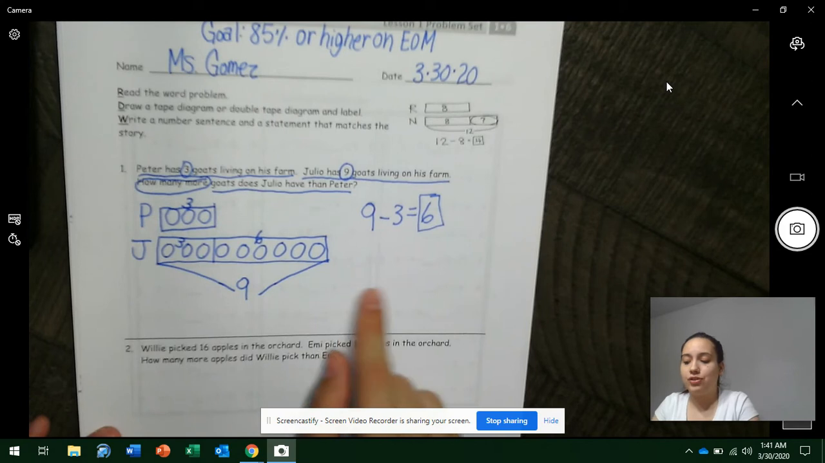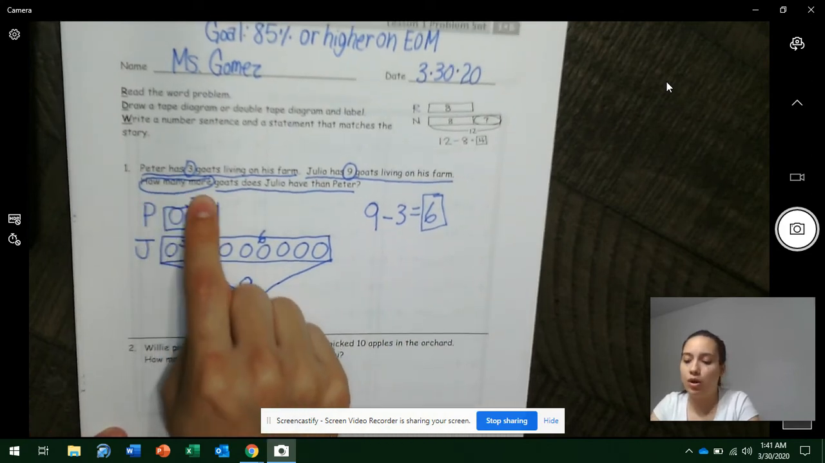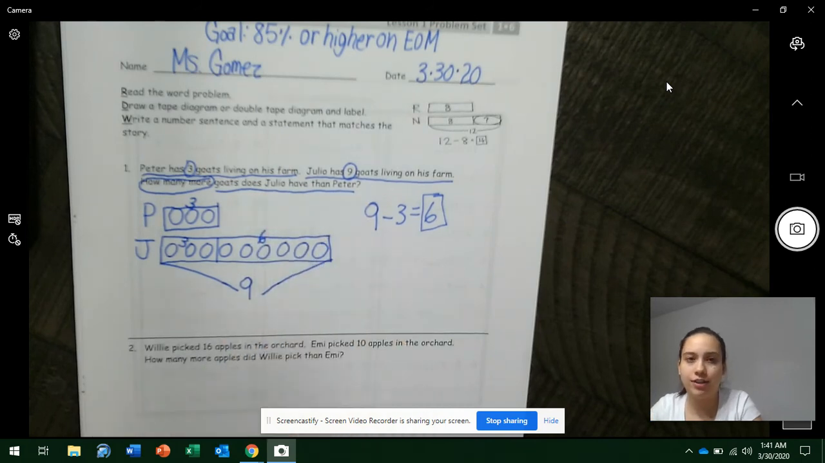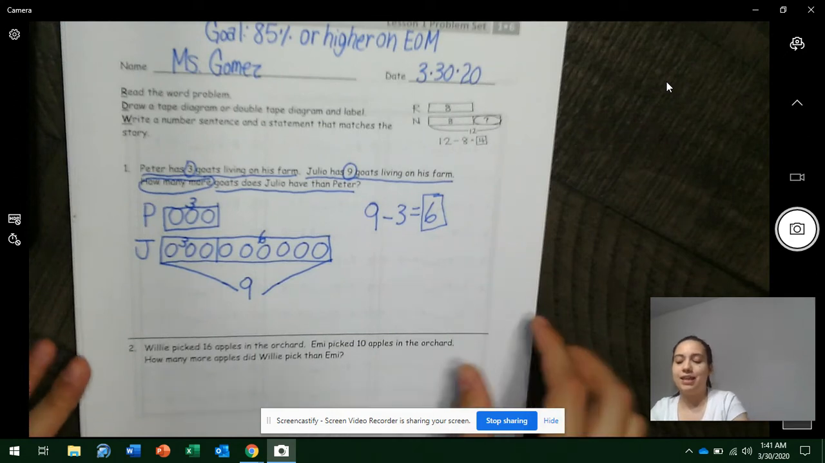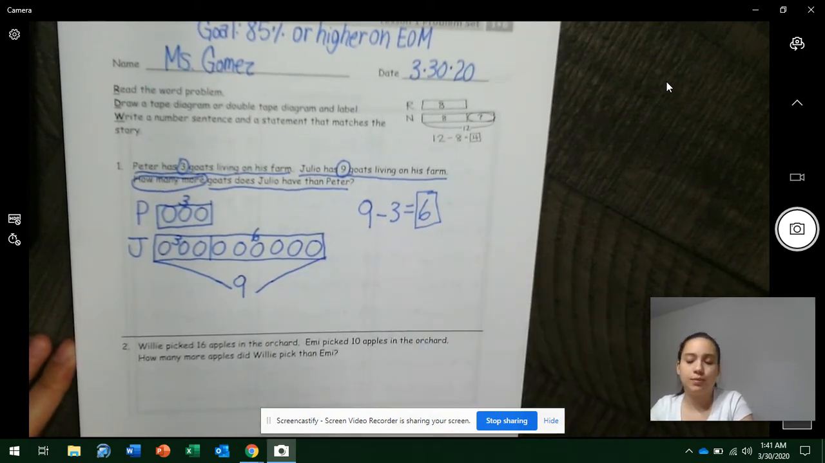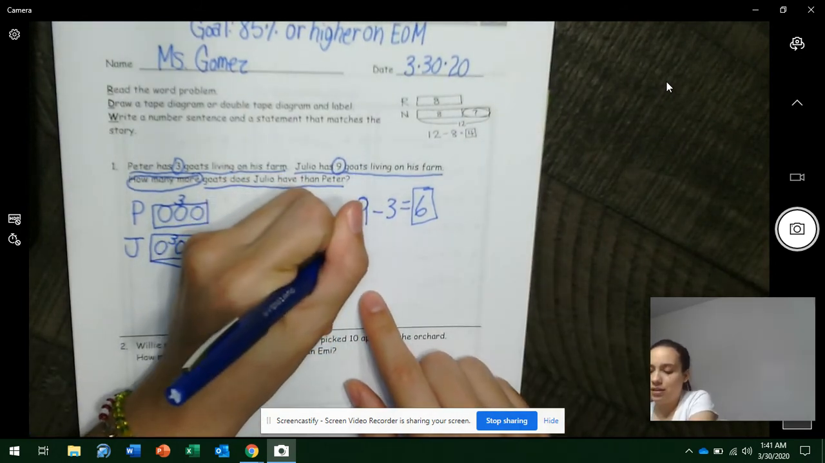And now we're going to answer our question with a statement. It says, how many more goats does Julio have than Peter? Say it out loud first. Get ready. If you said anything like, Julio has 6 more goats than Peter, or he has more goats than Peter, you're correct. So now you have to write it.